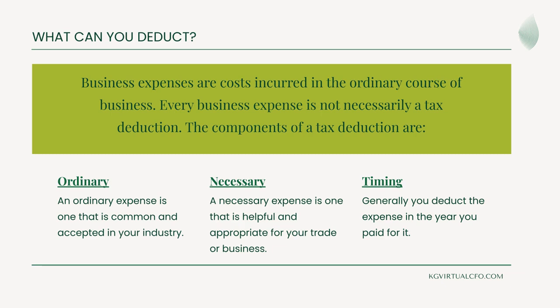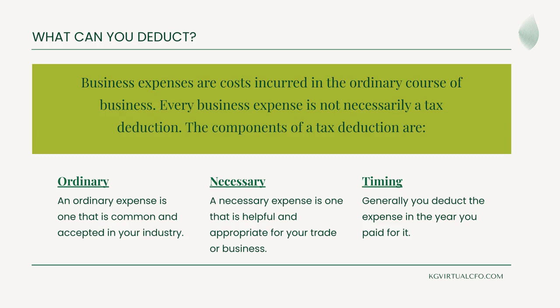It has to be ordinary. That means it must be common within that industry or that line of business. Can't do anything extravagant and expect to get a deduction for it. It must be necessary and helpful and appropriate and accommodating what you do. And it must be within that tax year. These are the three main components of a deduction.